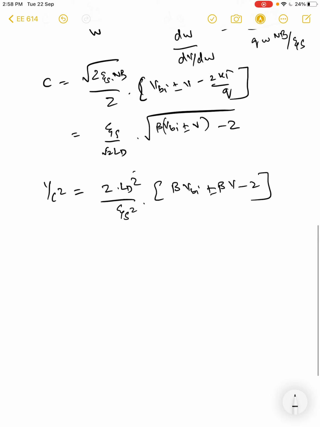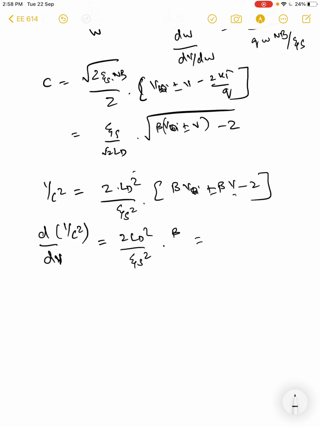Right? And if I do this d by dV here, remember this VBI or V naught, whatever we have used till now, let me put it V naught. And this V is the applied potential. This is different from the built-in potential, right? V is the applied potential. So if I do this 1 by C square by the applied potential V, we will get 2 LD square by epsilon s square into beta, right? And which will turn out to be 2 by Q epsilon s.